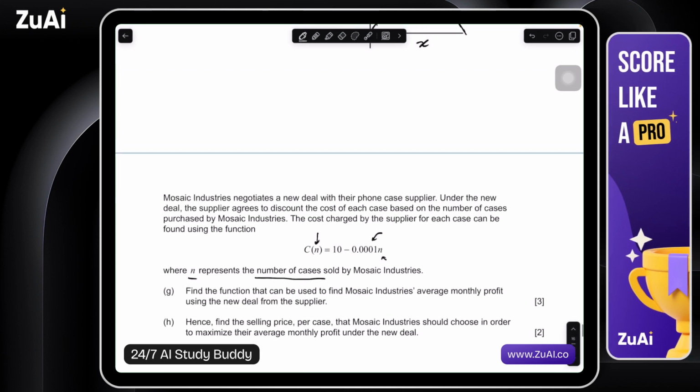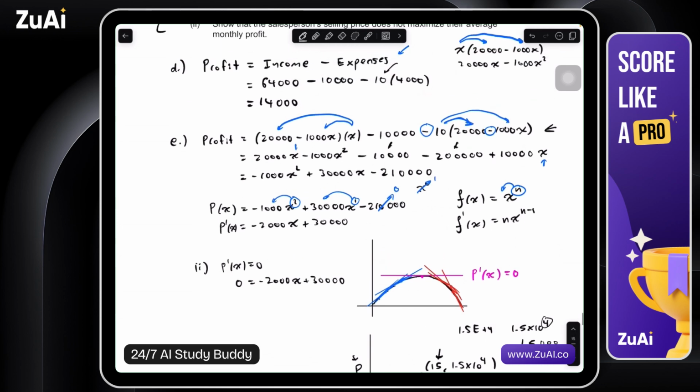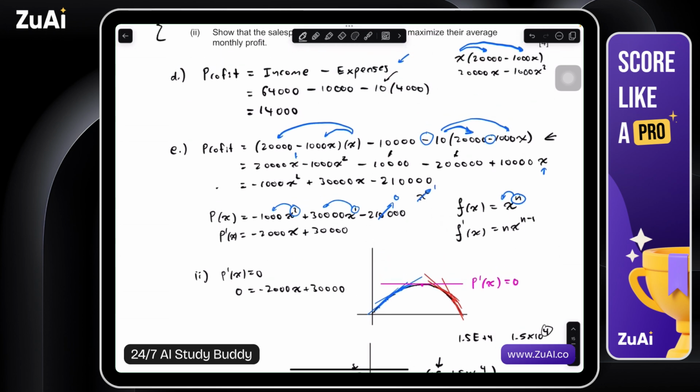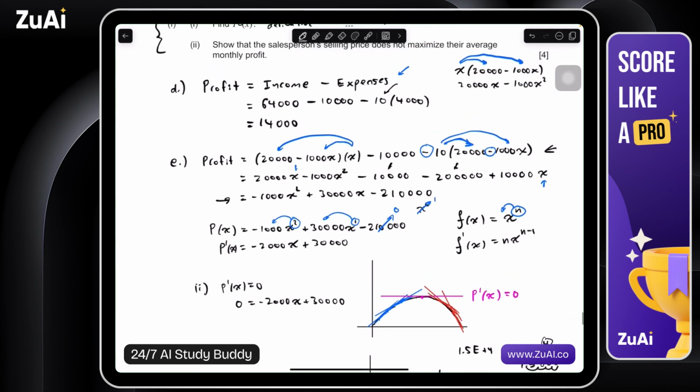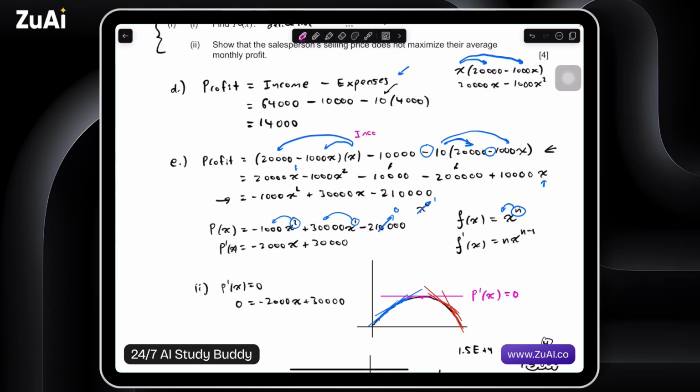Okay. So what was our profit function before? It used to look like this. And I'm going to use a different color here. This was the income before. This was just the overhead cost, like the warehouse, the base overhead cost that Mosaic needed to pay. And this was the cost per phone. And this was the number of cases.